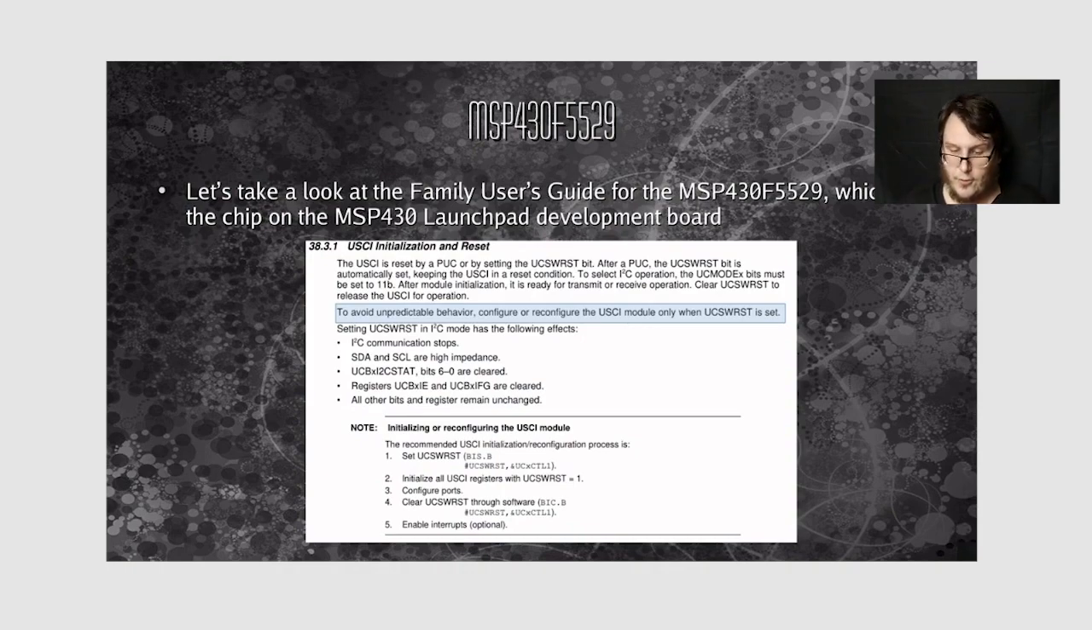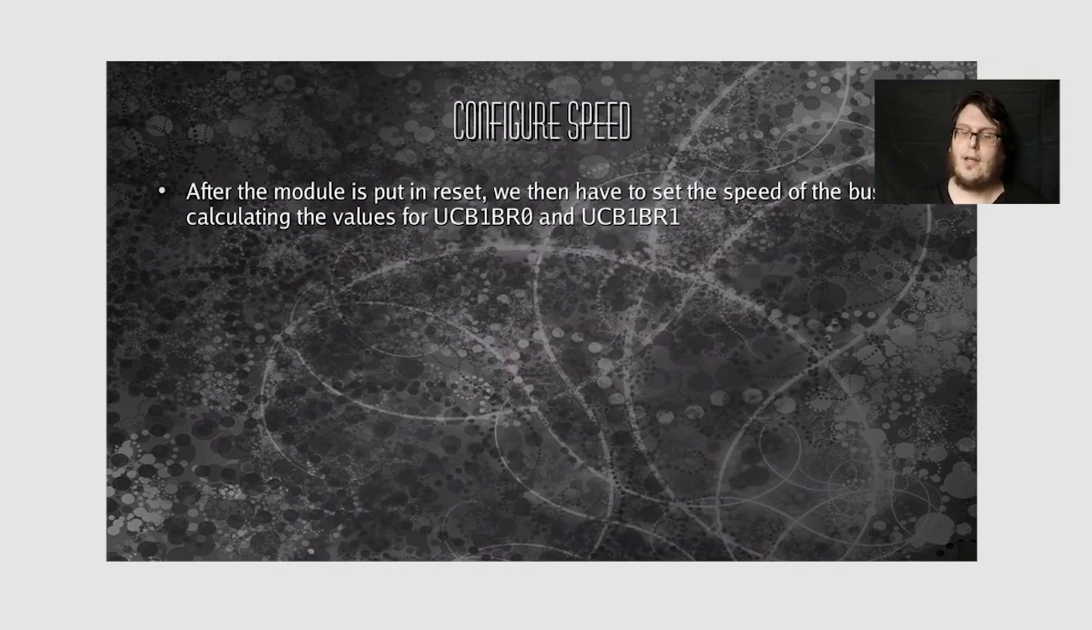If you look down below, initializing or reconfiguring the USCI module, the recommended process is to set that reset bit, initialize all the USCI registers with whatever you need to set them to, configure the I/O ports, then clear the software reset bit, and you can then enable interrupts if you want to. So data sheets will usually have a step-by-step list because there may be reasons why things need to be done in a certain order.